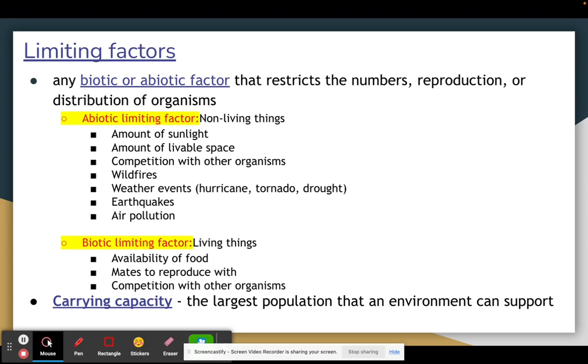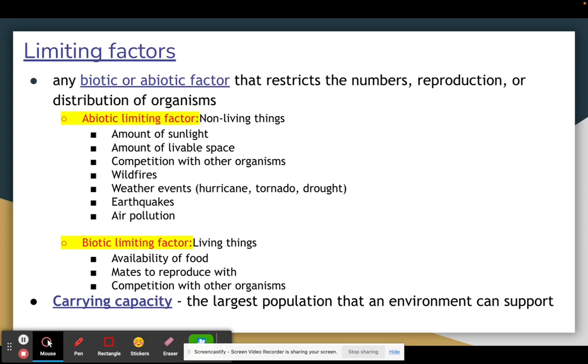It can kind of fluctuate though too. So say there is a really great year where there's lots of rain and the vegetation is plentiful. So lots of herbivores will benefit from that. But then, say the next year, there's a huge drought that comes in and there's not a lot of vegetation, then the herbivores will die off. And so the carrying capacity in the area for that year will change depending upon what's available there.